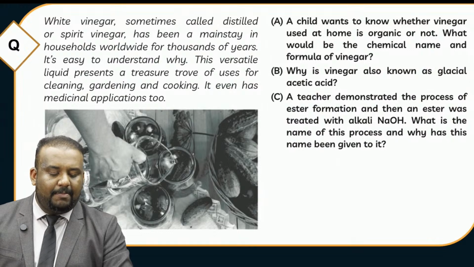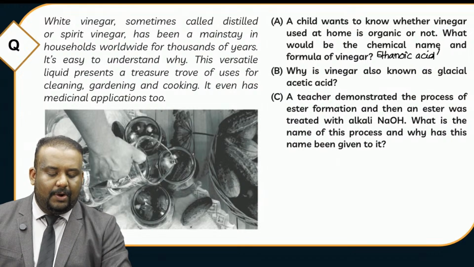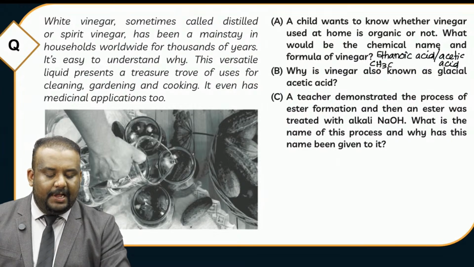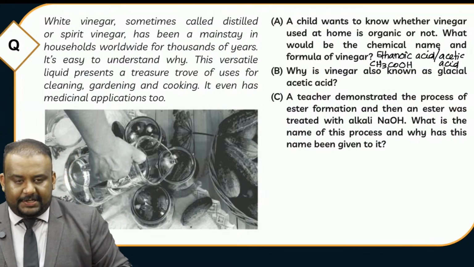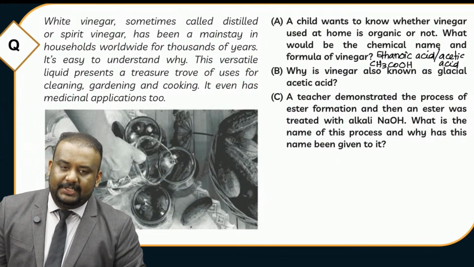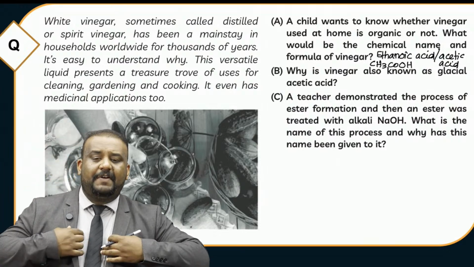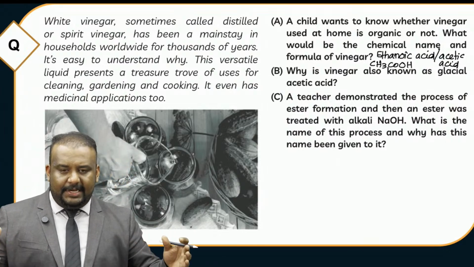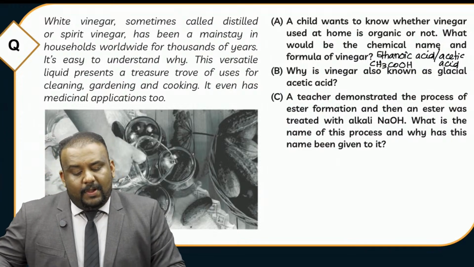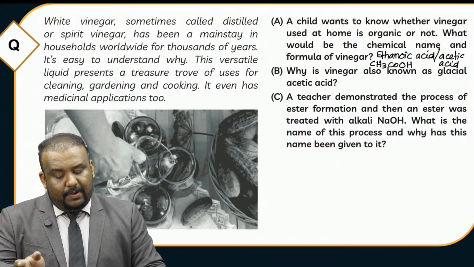What is the chemical name of vinegar? The chemical name of vinegar is ethanoic acid or acetic acid. And what is the formula of vinegar? It is CH3COOH, isn't it? CH3COOH is the formula of vinegar, because vinegar is basically a 5 to 8% solution of acetic acid. So its formula is CH3COOH.